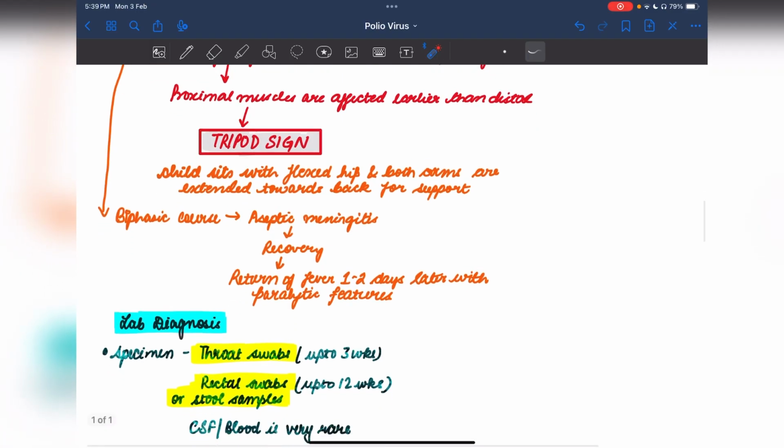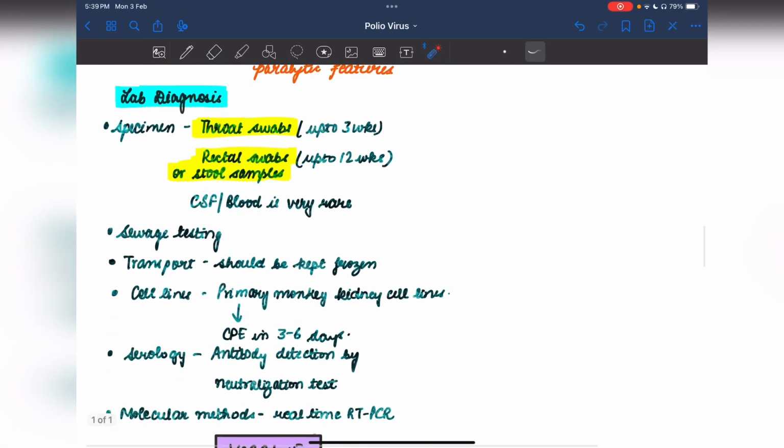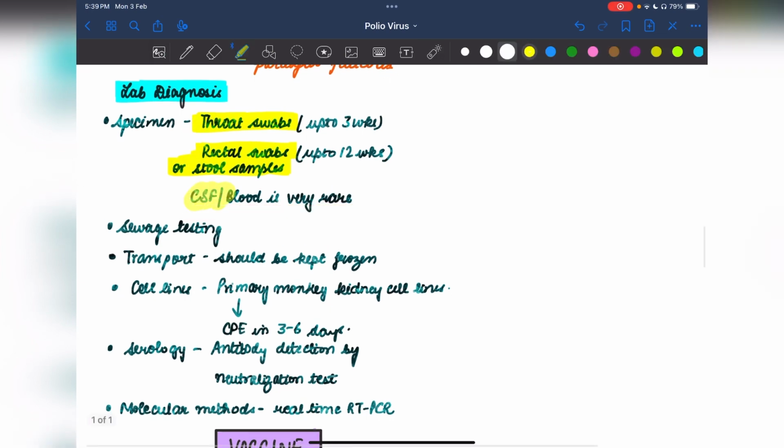Now coming to lab diagnosis. The specimens that we take are throat swabs, rectal swabs, or stool samples. CSF and blood are very rarely used. This is an important point. Mostly when it is a CNS infection, we think we'll go for CSF examination. But in this case, CSF or blood examination is very rare.